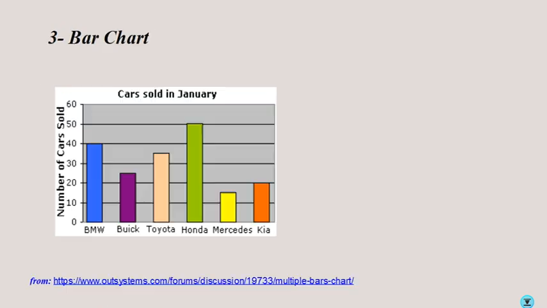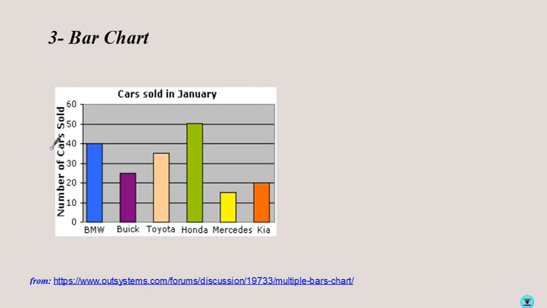Another type is the bar chart. Consider the cars sold in January by a certain car dealer. We draw the bar chart. On the horizontal axis, we put the names or the makes of the cars. And on the y-axis, we represent them by the numbers. We make sure that the bars have equal width, that there is a space between each bar and the next, and we can read the total number of cars sold from the vertical axis.